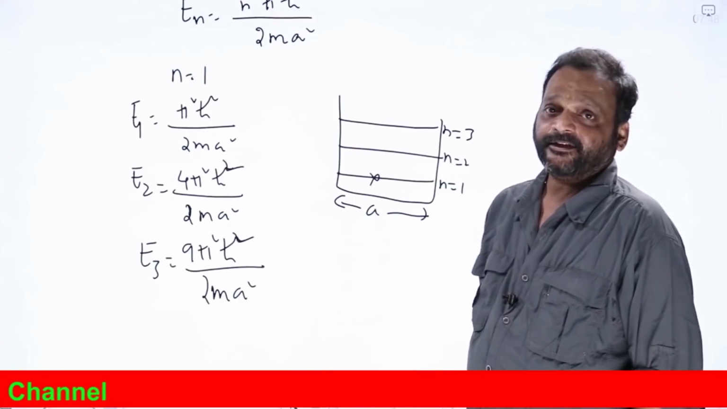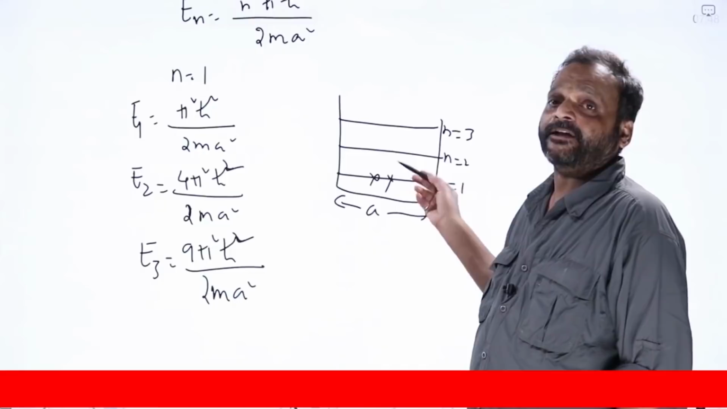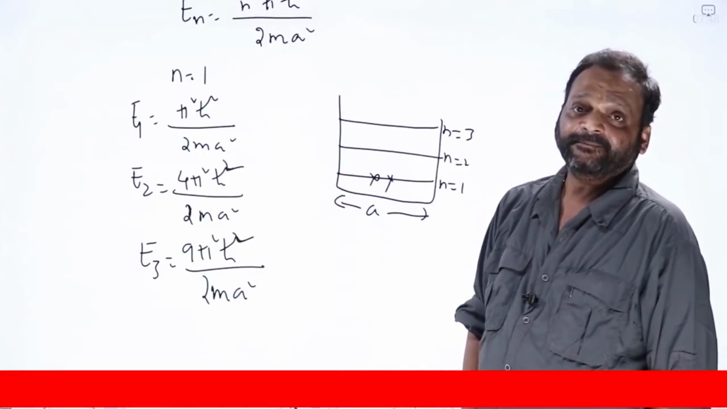I will throw the second electron also into the sample. That electron will go and occupy the first energy level only, with opposite spin. So its energy also will be pi square h bar square by 2m a square only.